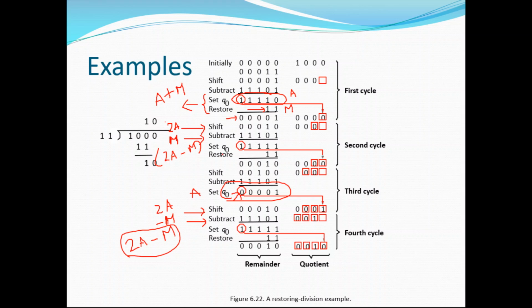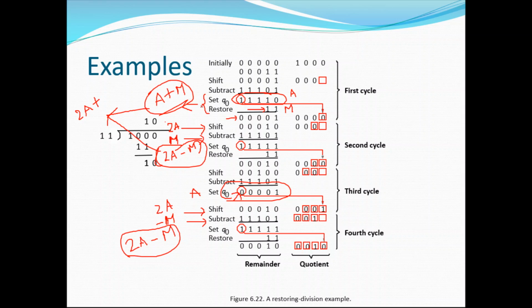So if a is negative, these two things we are doing. First a is added with m, and then the result is shifted to the left and m is subtracted from that, that means we are doing 2a plus m. But these two steps, a plus m and 2a minus m, can be combined together into one step, and these two steps will just become 2a plus m.